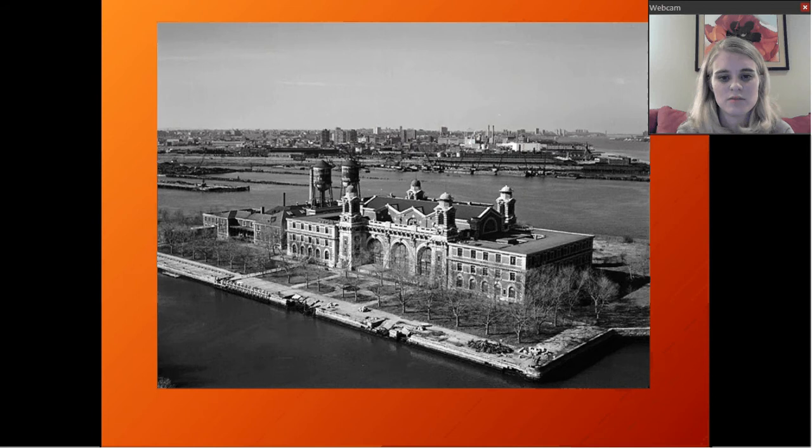So just to show you some pictures here. This is the building at Ellis Island where you would come in, the immigration building, where you would come in and they would inspect you, and then if you passed inspection, they would send you on another ferry onto the mainland in New York.